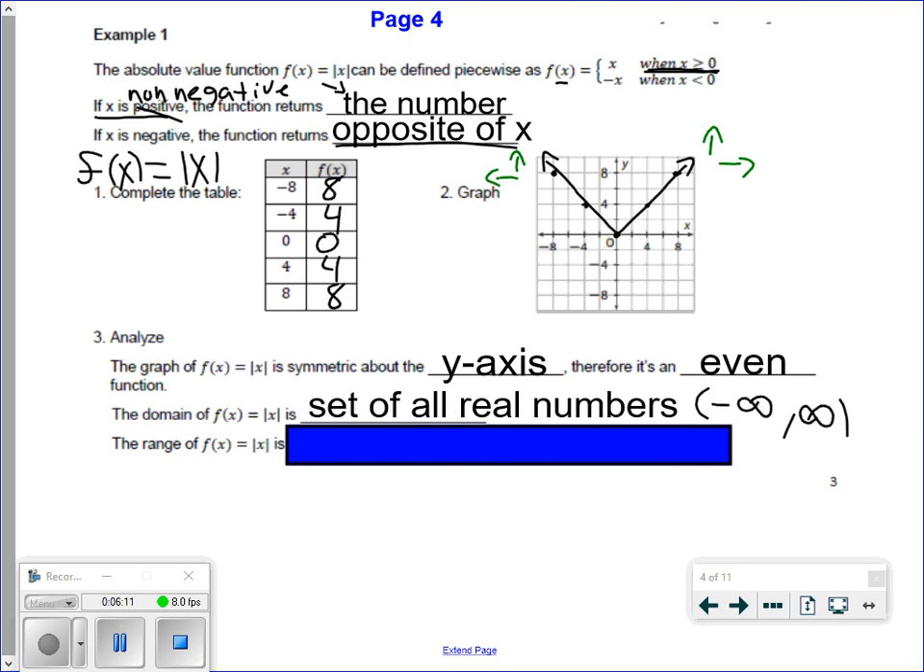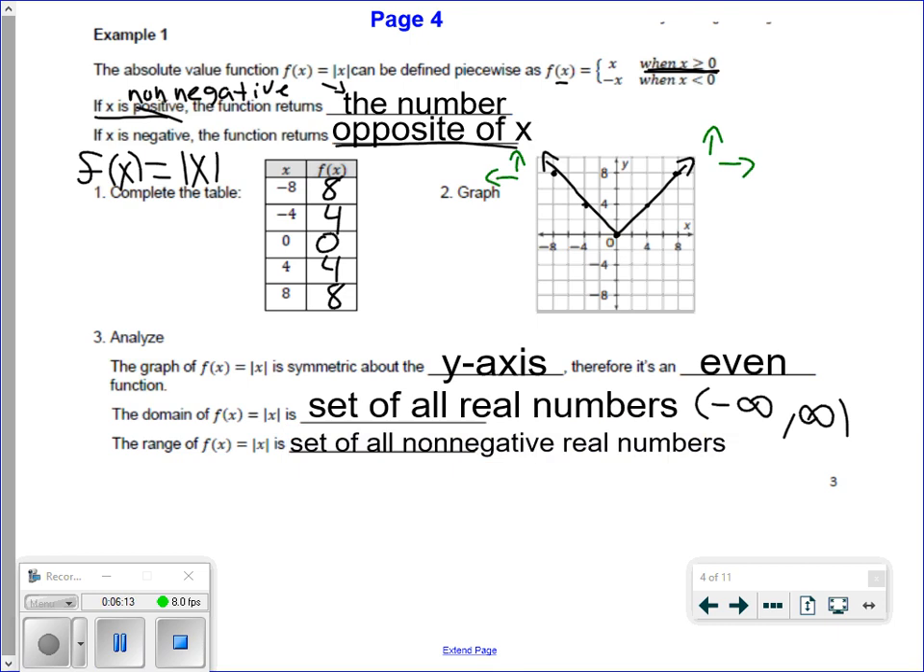The range of f of x equals the absolute value of x is the set of all non-negative real numbers, which is really just a very complicated way of saying 0 to positive infinity. It's the same thing, from 0 to positive infinity, including the 0. It's still the set of all non-negative real numbers. And we can see on this graph that our smallest point is at 0, 0. Our smallest y value is 0. And this graph is going up forever. So our range, or every single possible y value, is from 0 up to positive infinity.